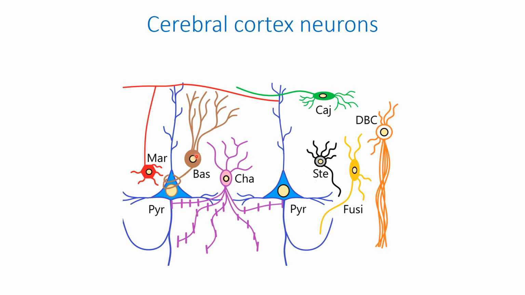Basket cells, multipolar interneurons whose axons surround somas of pyramidal neurons, forming baskets. Double bouquet cells, GABAergic interneurons that have tightly interwoven bundles of long, vertically oriented axonal collaterals resembling a horse tail.